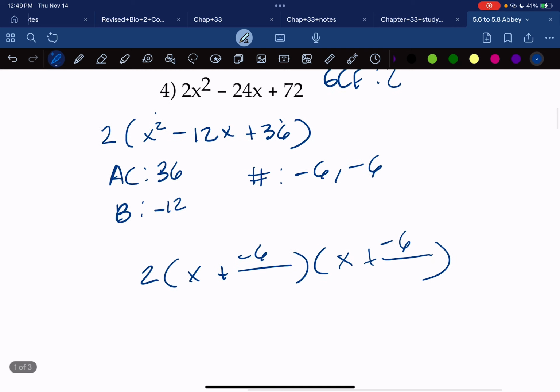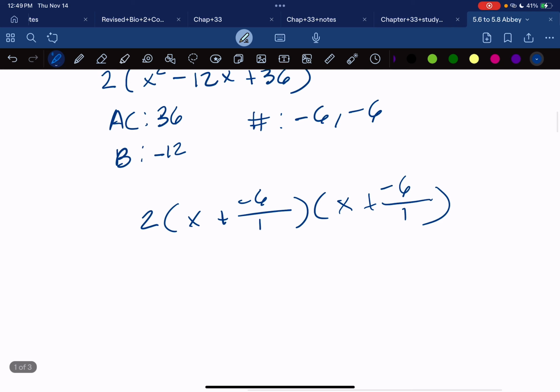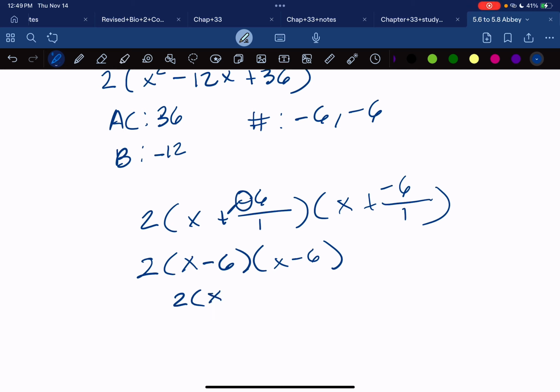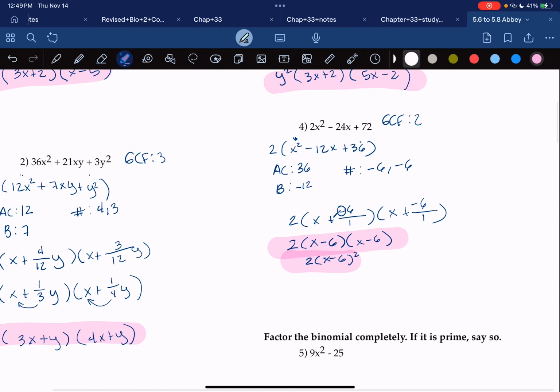You know we've been practicing this, and then our a is going to be the one on the bottom, and our a in this case is just 1. There is a 1 in front of that variable. Once again, if it's in front of a variable, we don't write the 1. So our final answer is going to be 2, and then parentheses x minus 6, because be mindful of this minus sign, and x minus 6 once again. You can also write this as 2 parentheses x minus 6 squared. Either is acceptable, and this is our answer.